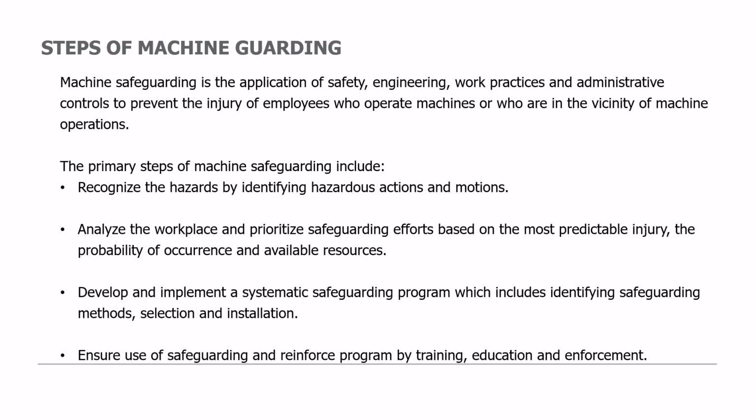Steps of machine guarding. Machine safeguarding is basically the application of safety, engineering, work practice, and administrative controls to prevent the injury of employees who operate machines or who are in the vicinity of a machine's operation. There are a few primary steps of machine guarding. You need to recognize a hazard by identifying hazard actions and motions. You also need to analyze the workplace and prioritize safeguarding efforts based on the most predictable injury, the probability of occurrence, and availability of resources.